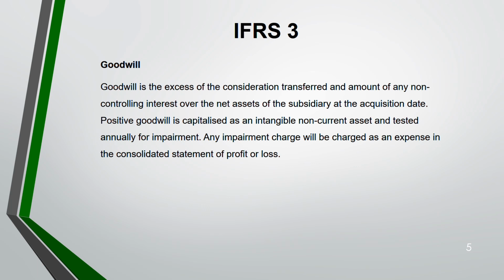And this impairment charge will be recorded as an expense in your consolidated statement of profit and loss, not single statement. Why? Because this goodwill arises because you have acquired the subsidiary. So in your consolidated statement of profit and loss, you will record impairment.